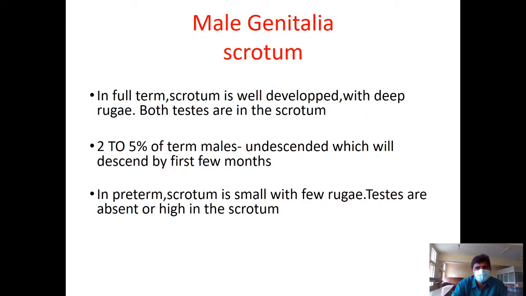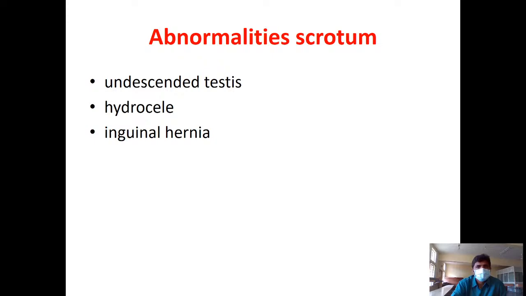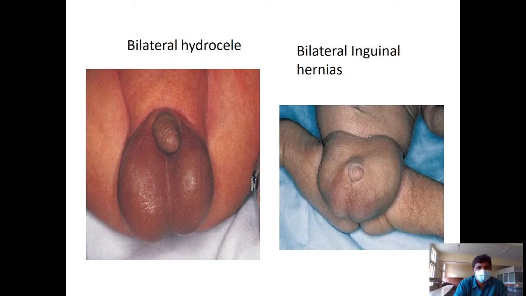Then male genitalia, the scrotum. In full-term infants the scrotum is well developed with deep rugae, and both testes are in the scrotum. But in 2 to 5% of term males, the testes can remain undescended during the first few months, so watch and wait till 6 months of age. In preterm infants, the scrotum might be small with few rugae, depending upon gestational age, and the testes are absent or high in the scrotum. Then abnormalities of the scrotum: you can have undescended testes, hydrocele, inguinal hernia. These are the things you need to look for. The first picture is a bilateral hydrocele.